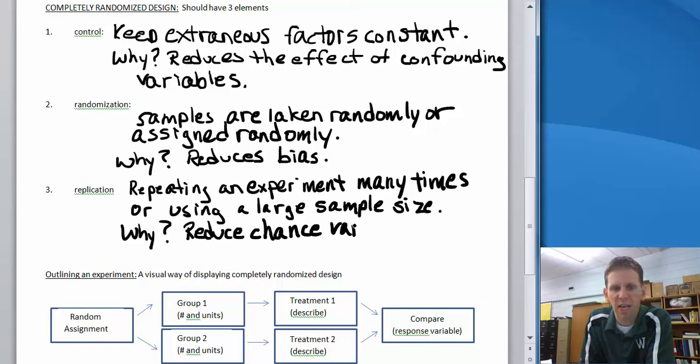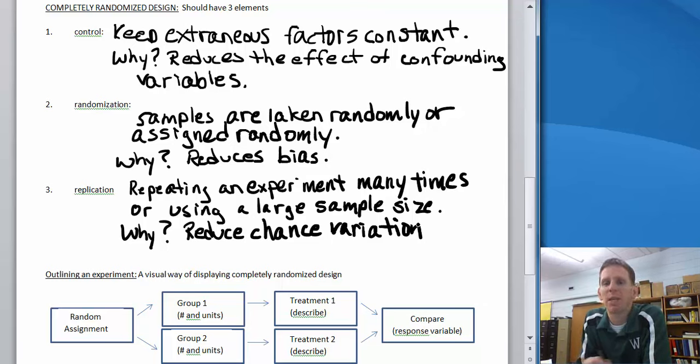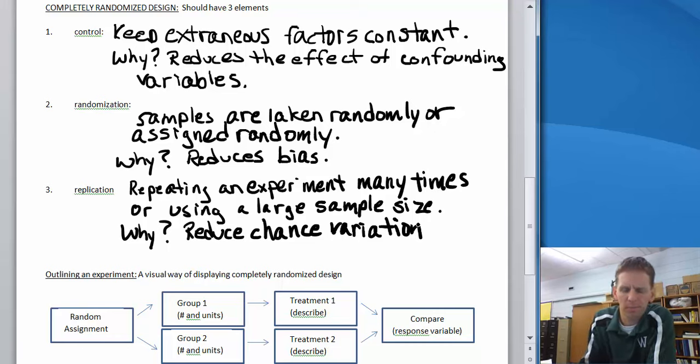Chance variation is that kind of once in a great while goofy answer that you possibly could get if you run an experiment maybe once or use a small sample size. So if we repeat an experiment many times, it's likely that we could go, ooh, this goofy result is not really typical of what we typically would see. So because we ran the experiment many times, we found that was more of an anomaly than anything else.